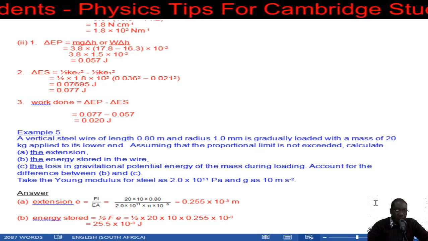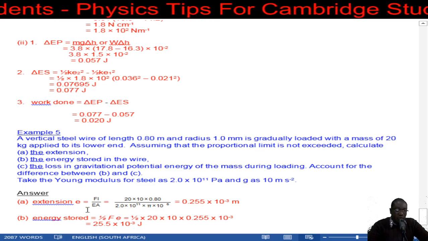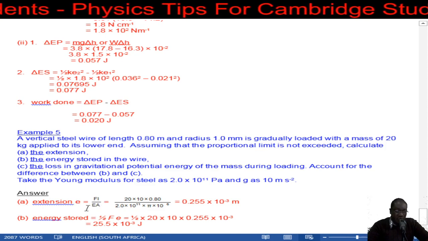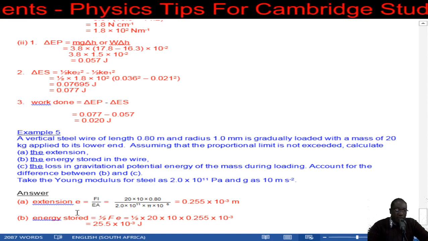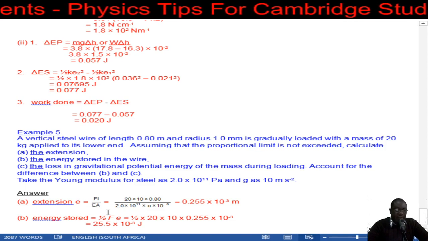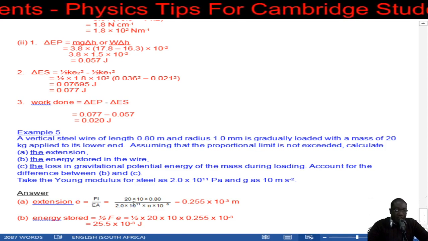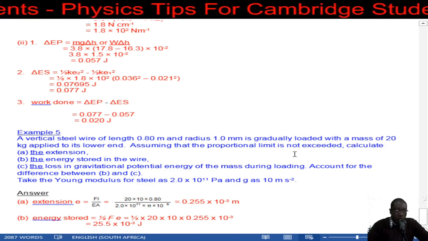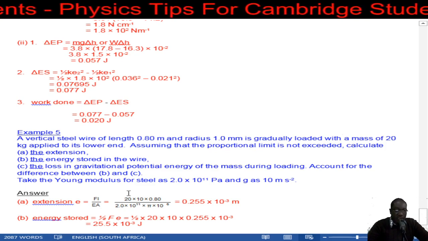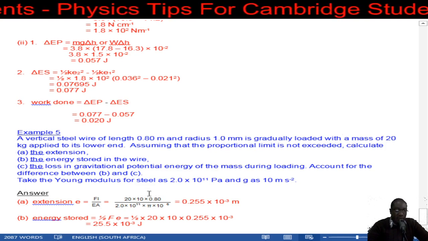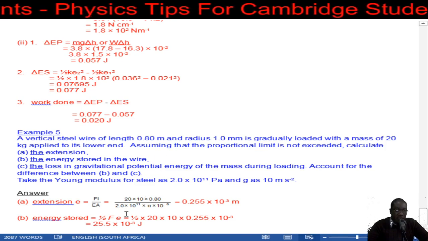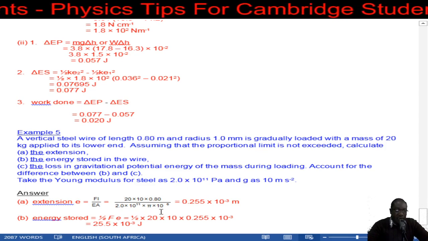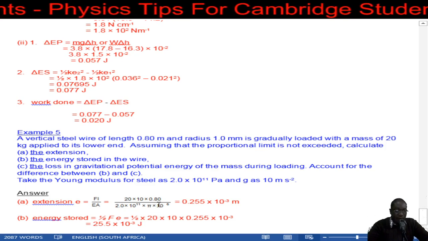I think you remember this formula where we were finding Young modulus. We said Young modulus, the big E, is equal to FL over eA, small e on the denominator. So we can make small e the subject and it gives us that. So we then input the figures. F is 20 times g, which is 10, and then times the original length, which is 0.80 meters, divided by Young modulus, which we are given as 2 times 10 to the power 11. And then the area will be pi r squared.